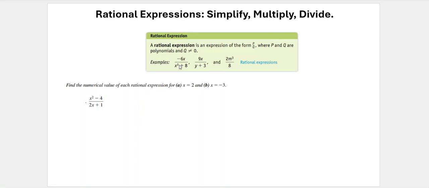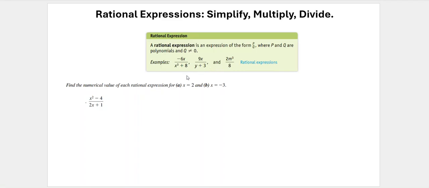So examples of rational expressions: we have expressions like minus 6x over x to the third plus 8, 9x over y plus 3, 2m to the third over 8. All these are examples, and of course we have infinite examples of rational expressions.